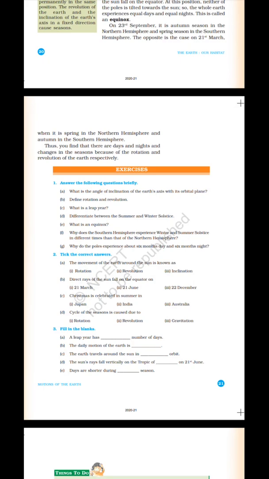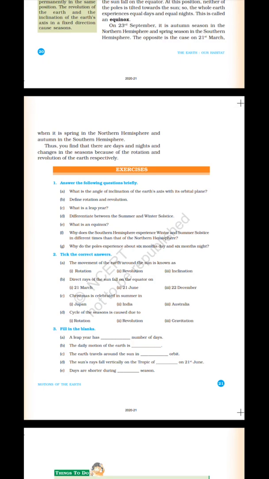Exercises. Question number 1. Answer the following questions briefly. A. What is the angle of inclination of the earth's axis with its orbital plane? B. Define rotation and revolution. C. What is a leap year? D. Differentiate between the summer and winter solstice. E. What is an equinox? F. Why does the southern hemisphere experience winter and summer solstice at different times than the northern hemisphere? G. Why do the poles experience about 6 months day and 6 months night?